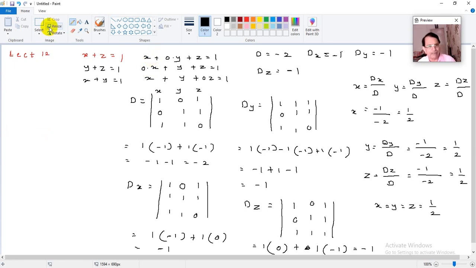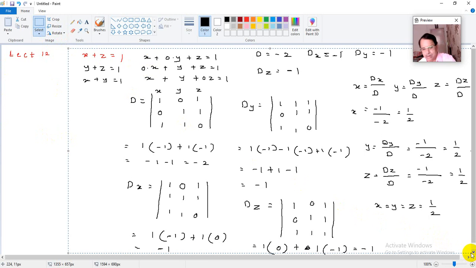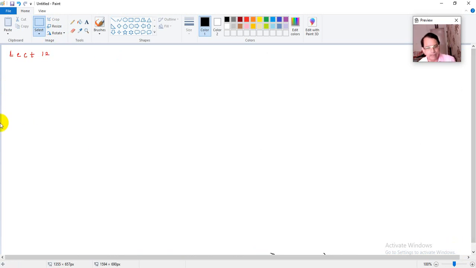Okay, so I will erase this part now. And what is consistency, that we will first explain. I will explain that idea, and then we will go for solving certain problems depending on that theory. Okay, so now we have to study actually, consistency of 3 equations in 3 variables.